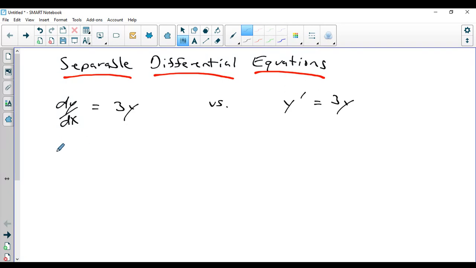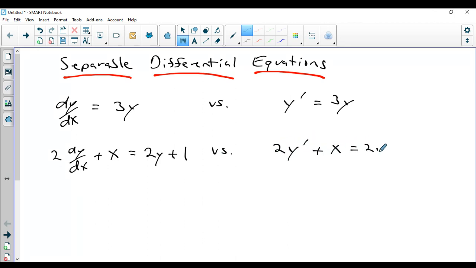We could have something like this: 2 dy/dx plus x equals 2y plus 1. This is a differential equation, again, because it has an equal sign and it has a derivative in it. In prime notation, that would be 2y prime plus x equals 2y plus 1. All right, we'll do one more here.